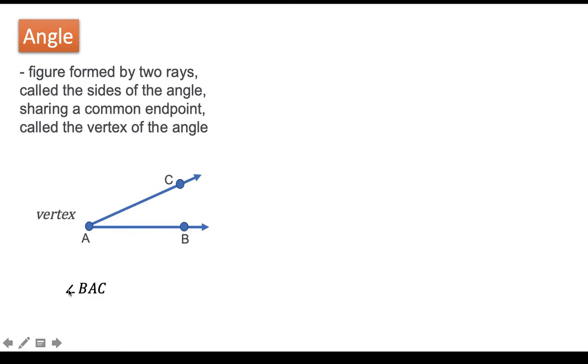This symbol right here is a symbol used to name an angle. Or you can also name this as angle CAB. Notice that the vertex A is always in the center. Or you can simply name this angle by using the vertex, angle A.